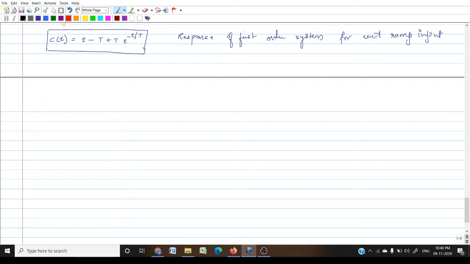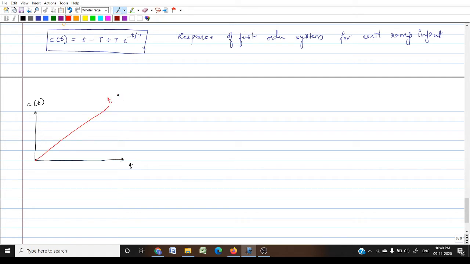So for that, y-axis, t, this is t and this is c of t. First we will plot only t. So only t will be a straight line, like y is equal to x, something like that. Okay, so it will be a straight line.